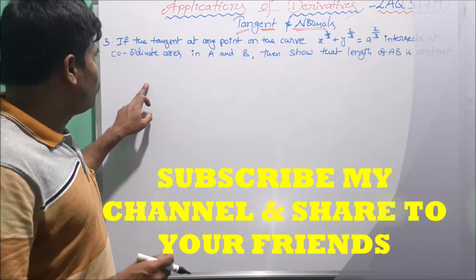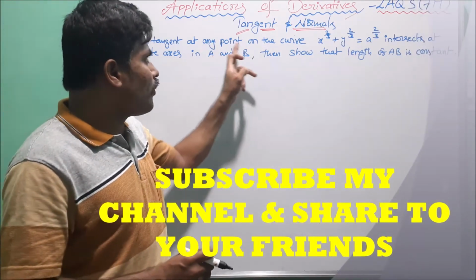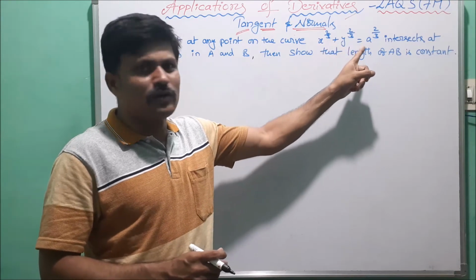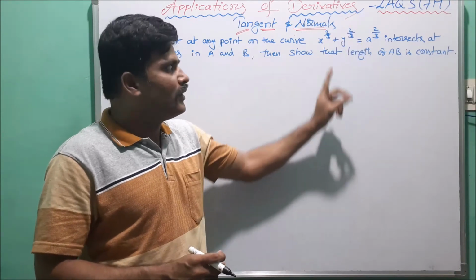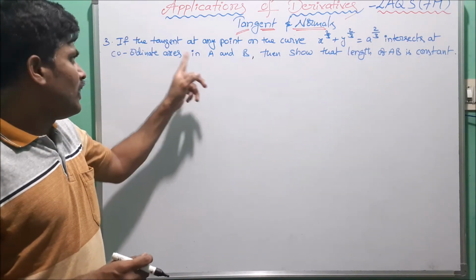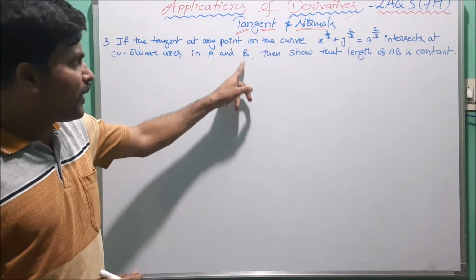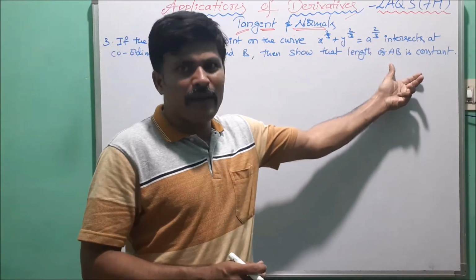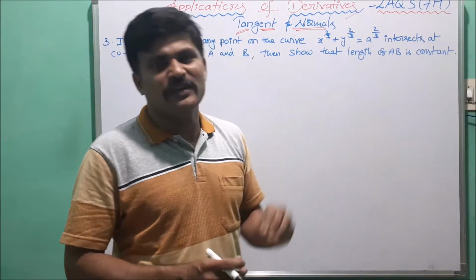Now the next problem: if the tangent at any point on the curve x^(2/3) + y^(2/3) = a^(2/3) intersects the coordinate axes at the points A and B, then show that the length of AB is a constant.